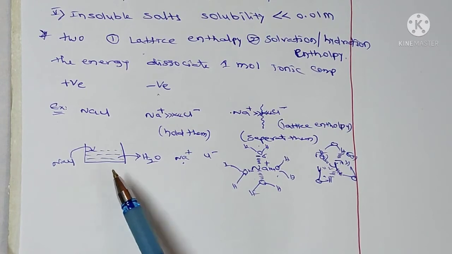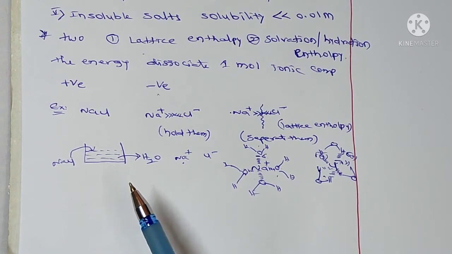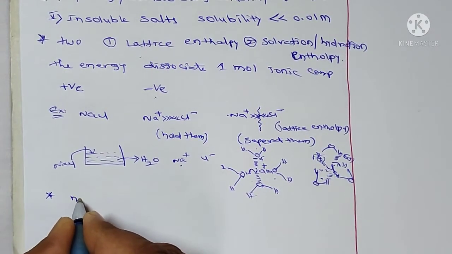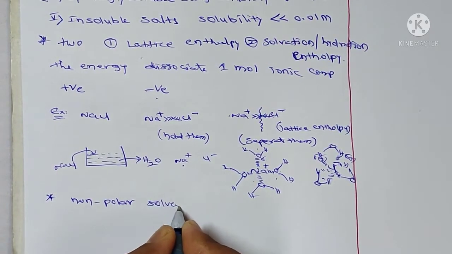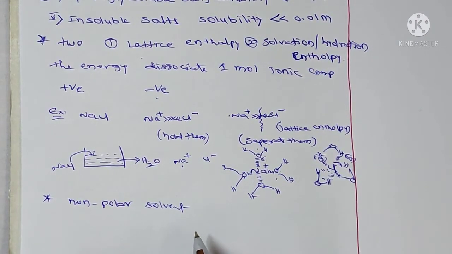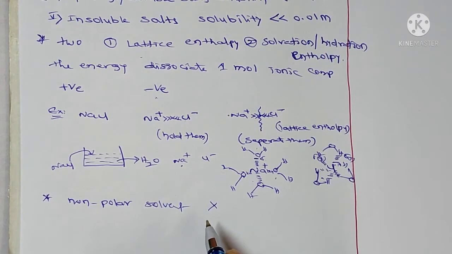So the salts are dissolved in solvent when the salts have more hydration enthalpy or solvation enthalpy than the lattice enthalpy. In case of non-polar solvents, the solvation enthalpy is small, hence it does not overcome the lattice enthalpy. Consequently, NaCl salt does not dissolve in non-polar solvents, because the non-polar solvents do not have charges or do not have poles, positive pole and negative pole.